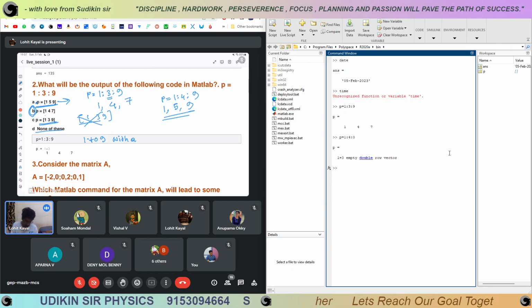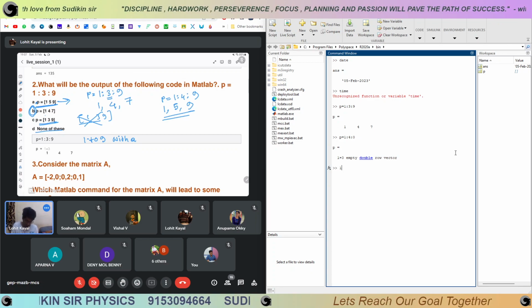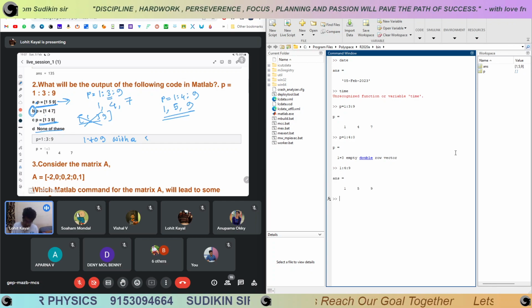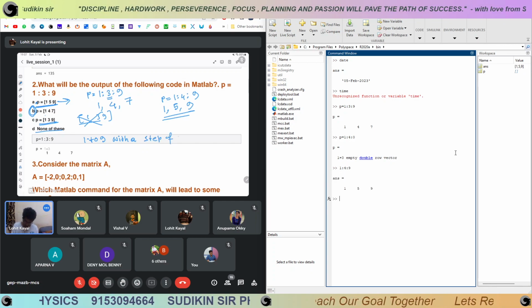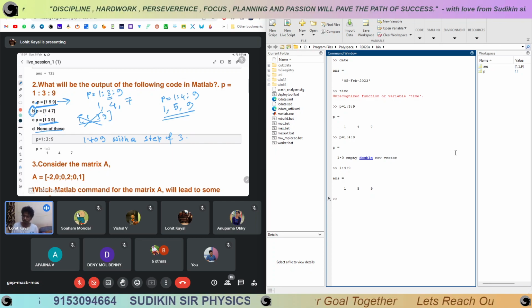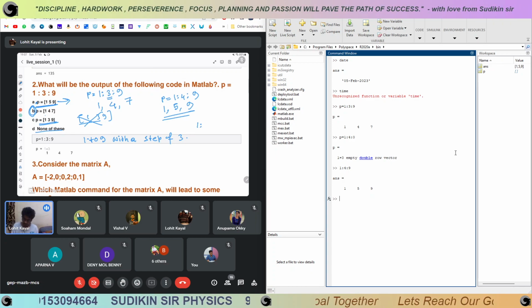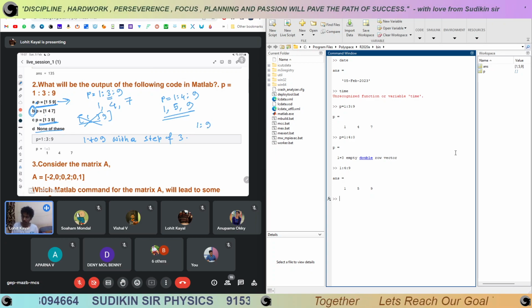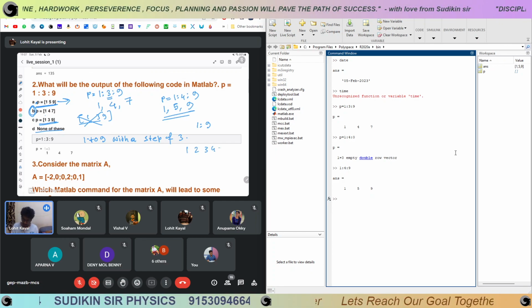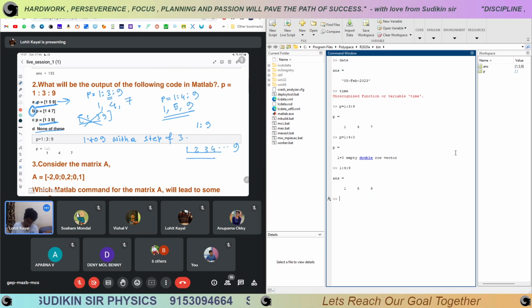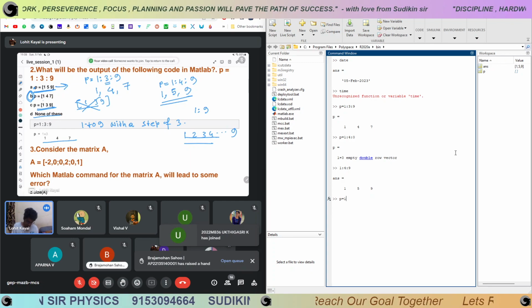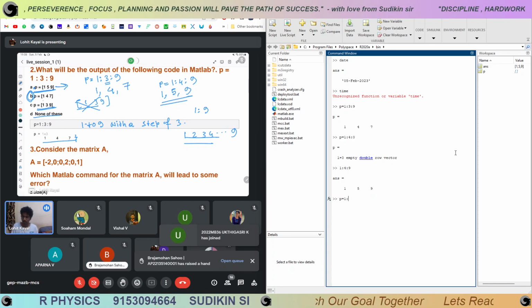So in common language, what does it mean? That means 1 to 9 with a step of 3. Okay, so the syntax is 1:3:9. If you write 1 to 9, then by default MATLAB will assume that the step is 1, then it will just write 1 2 3 4 up to 9. So this is the correct choice, 1:3:9. The answer will be 1 4 7.